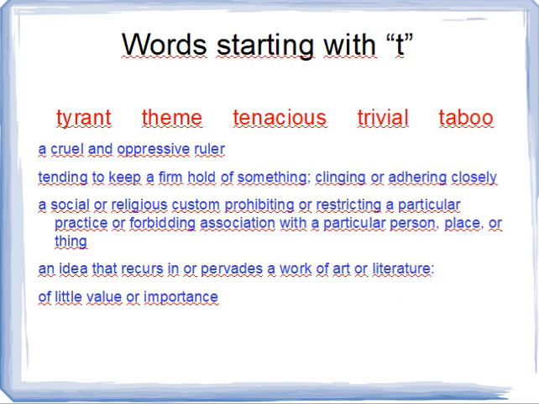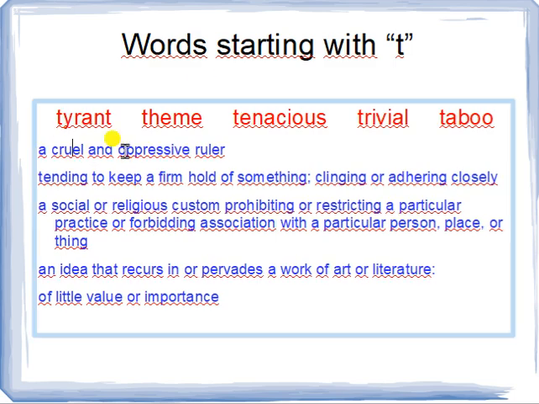And that's pretty much the tutorial, because I said we've got only one page of T words. A cruel and oppressive ruler, a tyrant. Tending to keep a firm hold of something, clinging or adhering closely. Tenacious, holding on, kept going.